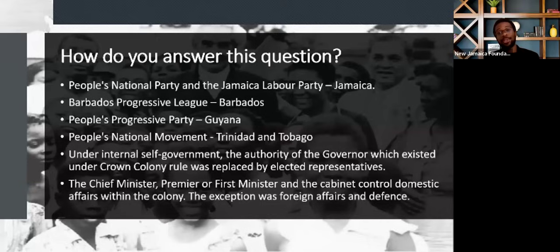So under internal self-government, the authority of the governor, which existed under Crown Colony rule, that being the rule before self-government, was replaced by elected representatives. You would have a chief minister, a premier or a first minister, and the cabinet controlled domestic affairs within the colony, the exception being foreign affairs and defense. So starting with the 1940s and 1950s, you saw local ministers being able to control education, healthcare, social services, welfare, while foreign affairs and defense would have still been the realm of the British administration.